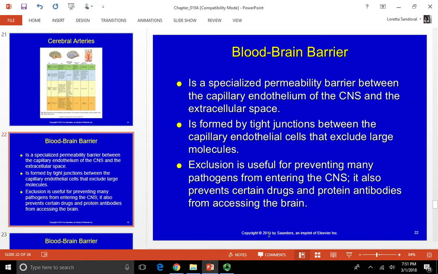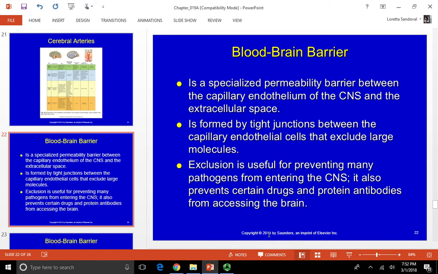The blood-brain barrier, or the BBB, not to be confused with the Better Business Bureau, is a specialized permeable barrier between the capillary endothelium of the central nervous system and the extracellular space. It's formed by tight junctions between the capillary endothelial cells that exclude large molecules like bacteria, big protein complexes, or medications. The exclusion is useful for preventing many pathogens from entering the central nervous system. We want to keep pathogens out of our brain.